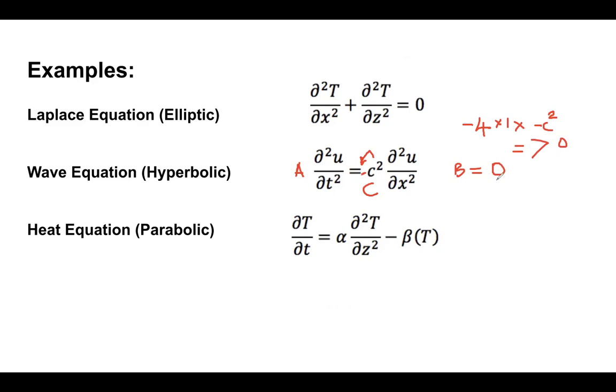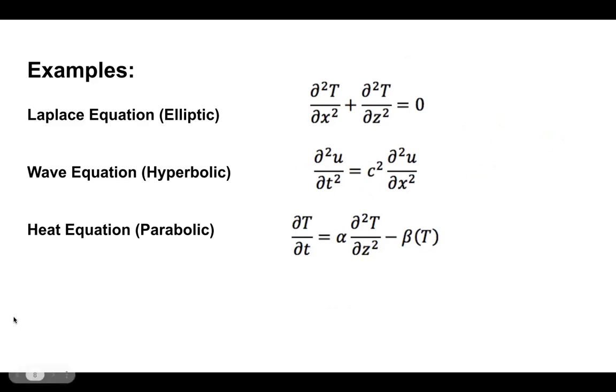I'll just remove this part. Just a second. So what we have is it is greater than 0. It becomes 4c square, which is greater than 0. Hence it has hyperbolic characteristics.